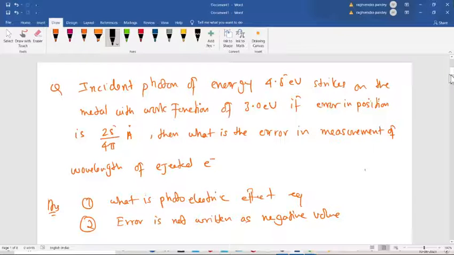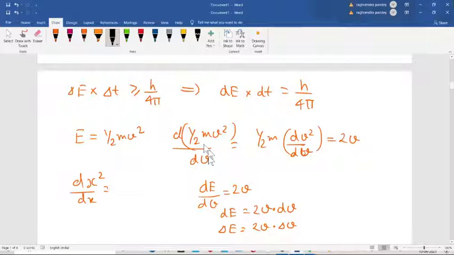I already differentiated the energy here, dE by dV. I told you the differentiation of energy. Suppose it is kinetic energy, half mv square. So I differentiate with respect to velocity. What is coming is 2v. So the differential of energy, that is your kinetic energy basically, I am differentiating it with velocity, so it is giving us 2v.